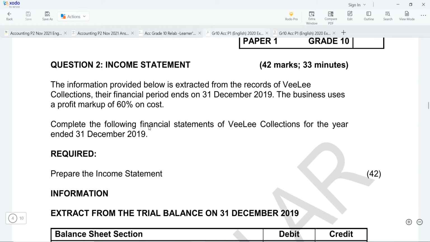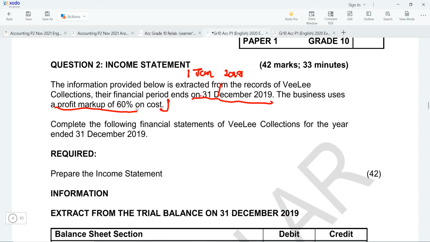So now here they're saying the information provided below is extracted from the records of VLE Collections. Their financial year ends on 31 December 2019, and the business uses a profit markup of 60% on cost. Okay, now this information is very important. If our financial year ends on 31 December 2019, it means it started on 1 January 2019. Understanding when your financial year starts and ends is very important.